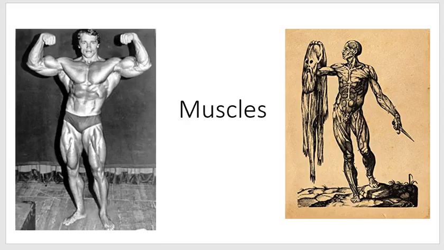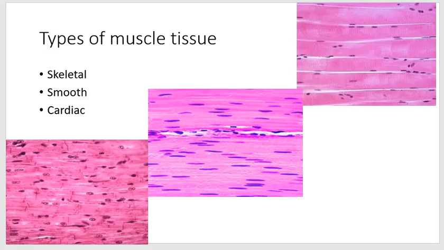Alright, anatomist. We have one test down. Our next test is going to be over muscles and the cardiovascular system. So, of our muscles, we have three major types of muscle tissue. You have skeletal, smooth, and cardiac. And there's a couple things you can look at in these types of tissues to determine which one they are.